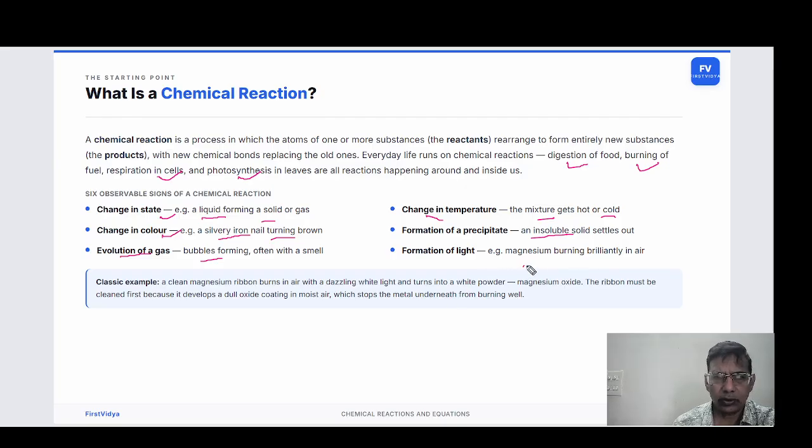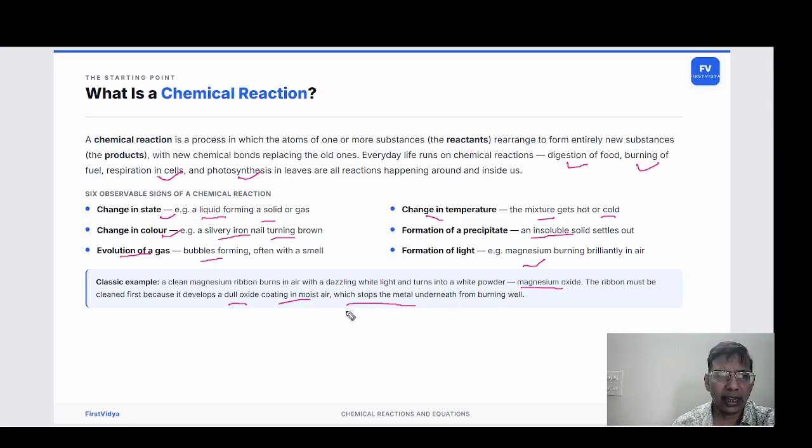So for example, a clean magnesium ribbon burns in air with dazzling white light and turns into white powder. What new product is there? The magnesium is the reactant, and the product is magnesium oxide. The ribbon must be clean, because it develops a dull oxide coating in most air, which stops the metal underneath from burning well, right? So magnesium ribbon burning is a perfect example of a chemical reaction.